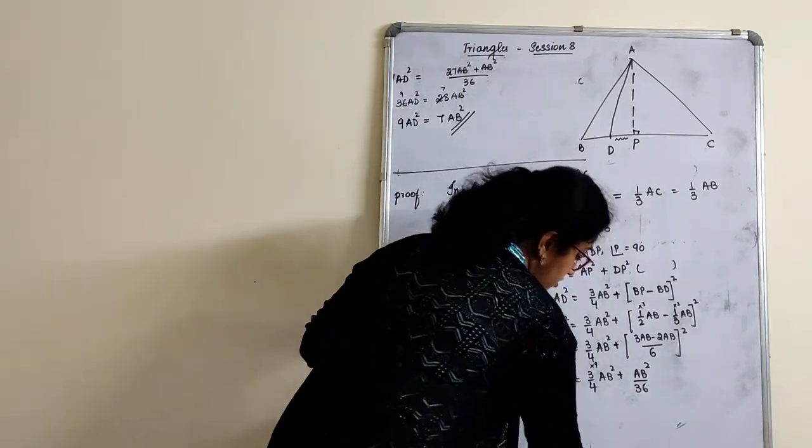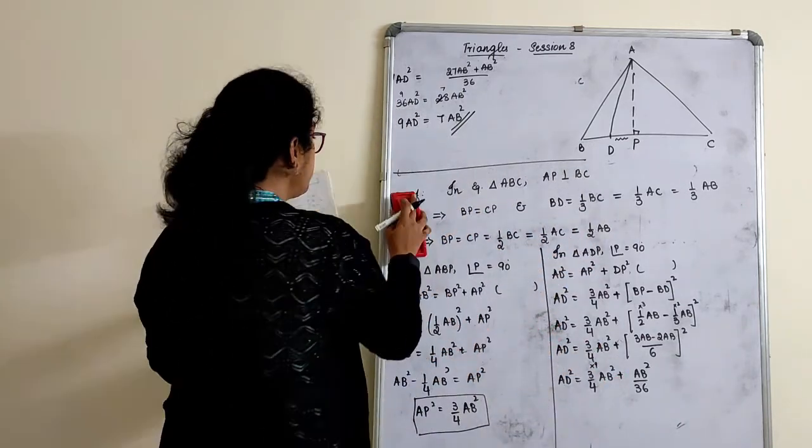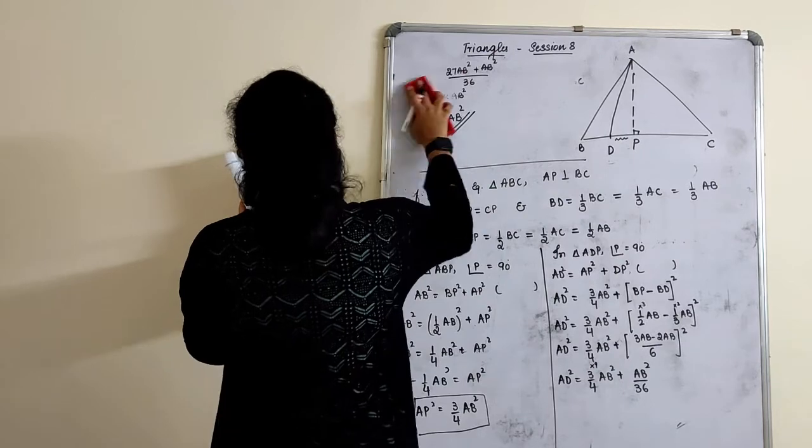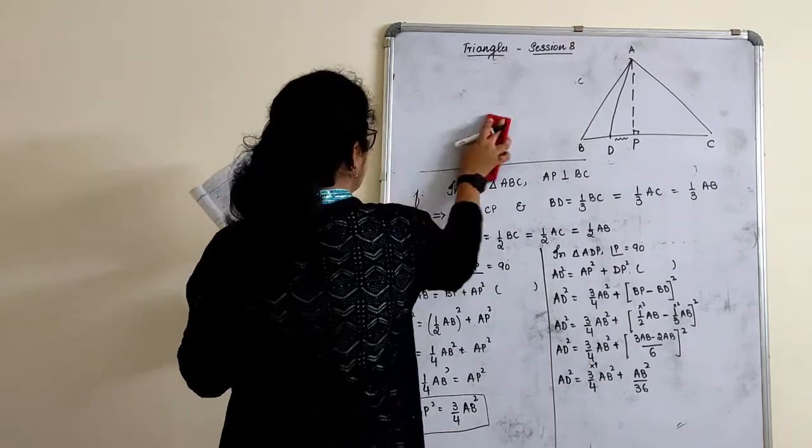Quickly, we will finish the remaining 2 also. Again, it's in an equilateral triangle. We have to prove something.